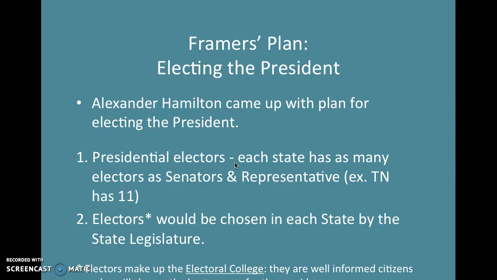All right, this is part of the original plan that we still use. It's important for me to point out that there are parts of this original plan that we no longer use, that they just don't work.